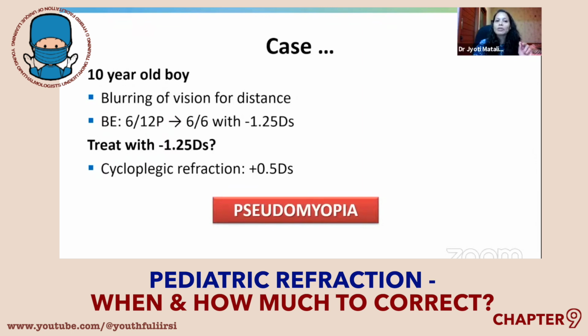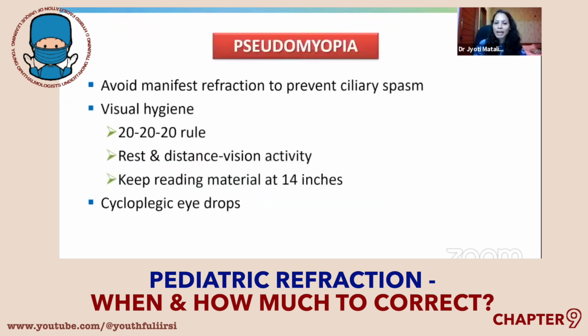So when you have a patient with pseudomyopia, avoid manifest refraction because that will cause more and more ciliary spasm. Tell them to follow visual hygiene, which is the 20-20-20 rule. Take rest. Distant vision activity should be increased. Keep reading materials far away. And even if after giving all this, the patient continues to have this myopic tendency, give him cycloplegic eye drops. So never prescribe them. Hence, important here is do cycloplegic refraction.